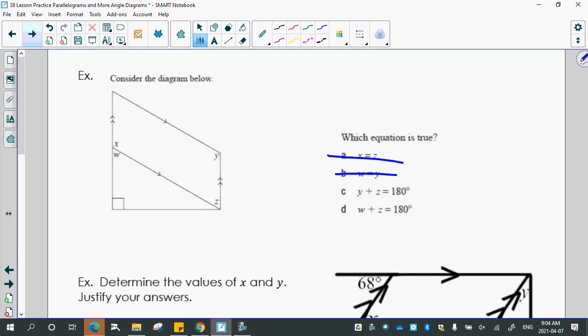Y plus z is 180. So here's my parallelogram. Y and z are co-interior angles, so do they add up to 180? Yes, they're co-interior angles by the C pattern. And look, they put C with a C pattern. So that's the one that's true. Those two co-interior angles add up to 180 degrees.